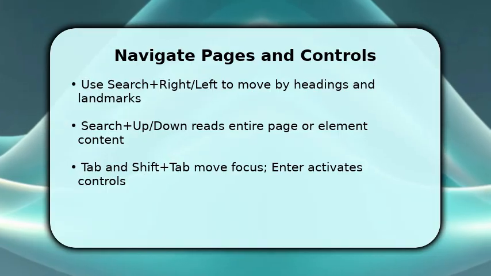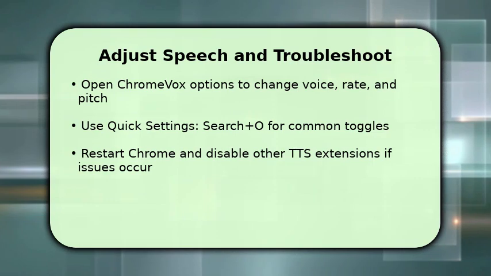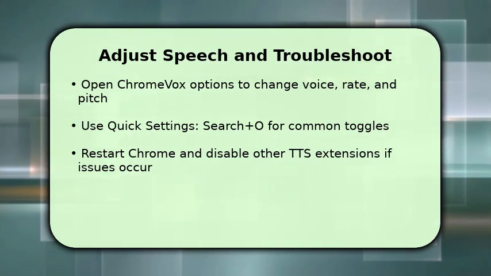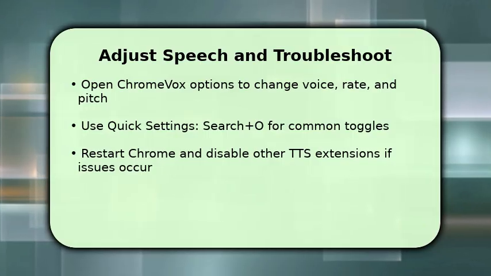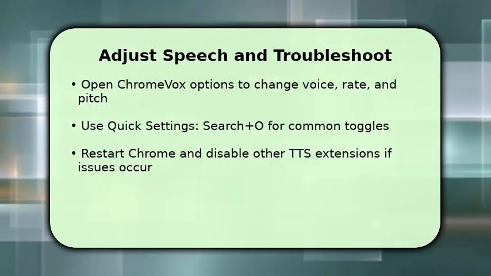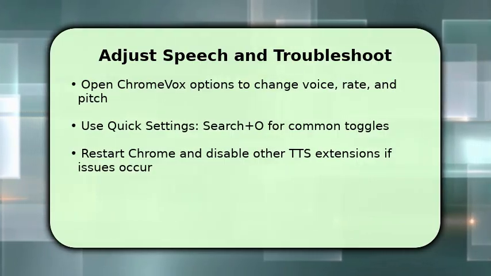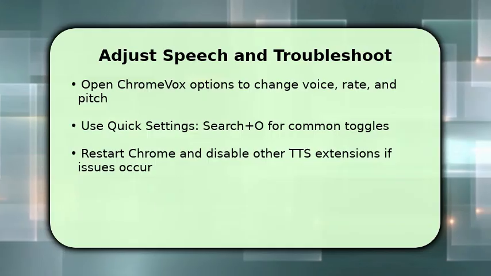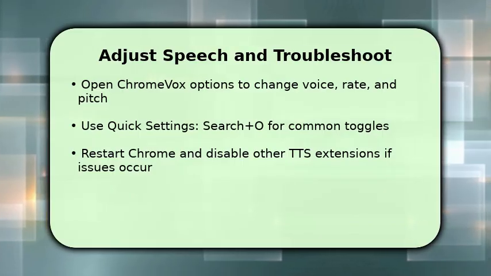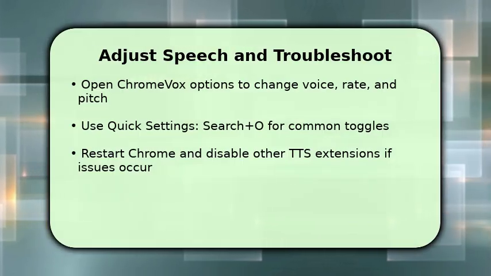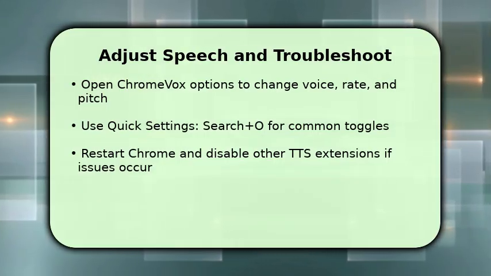You finish by customizing speech so ChromeVox matches your listening preference. Open ChromeVox options to adjust voice, rate, and pitch. Changing speed can improve comprehension. Once done, use the quick settings with Search plus O to toggle features like focus highlighting or Braille support. If speech cuts out or reads incorrectly, restart Chrome and disable other text-to-speech extensions to avoid conflicts. Finally, make sure Chrome is up to date and test on a simple page to confirm everything works.